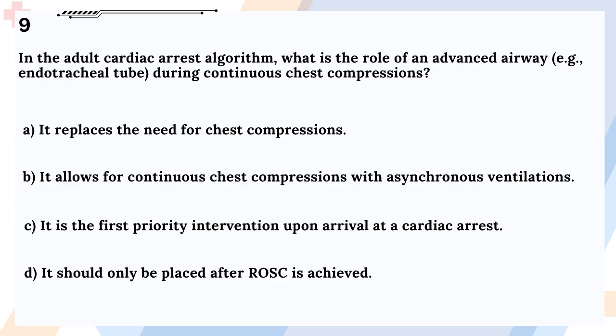Question 9. In the adult cardiac arrest algorithm, what is the role of an advanced airway, e.g., endotracheal tube, during continuous chest compressions? A. It replaces the need for chest compressions. B. It allows for continuous chest compressions with asynchronous ventilations. C. It is the first priority intervention upon arrival at a cardiac arrest. D. It should only be placed after ROSC is achieved.